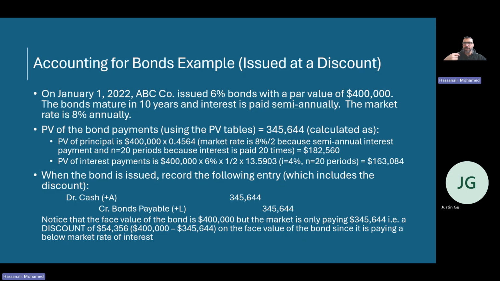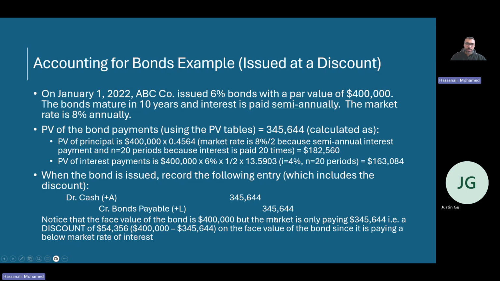So you're like, okay, no problem. You take the 345 and you record debit cash, which is plus assets, so the cash coming in, credit bonds payable of 345,644. This is your non-current liability. Now this number is lower than the face value of the bond. So you need to keep track of the discount that you offered on the bond. You track that separately, so it would be a contra liability.